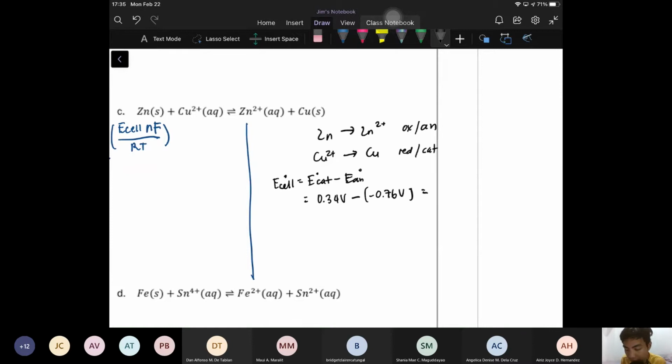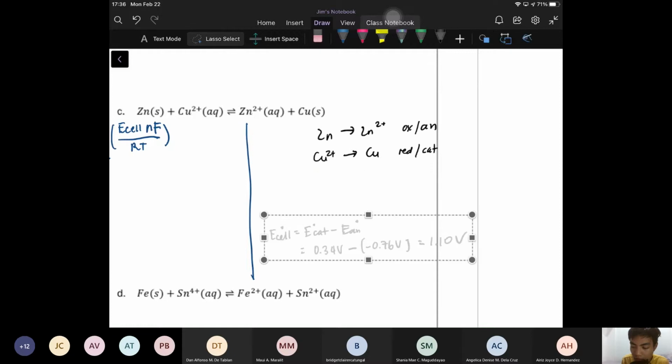Solve natin yan. 1.1 siguro to. Ayun, tama nga. 1.1 volts. So, yan yung voltage ng ating cell. Okay, so yan yung value ng ating E. Okay, very good.